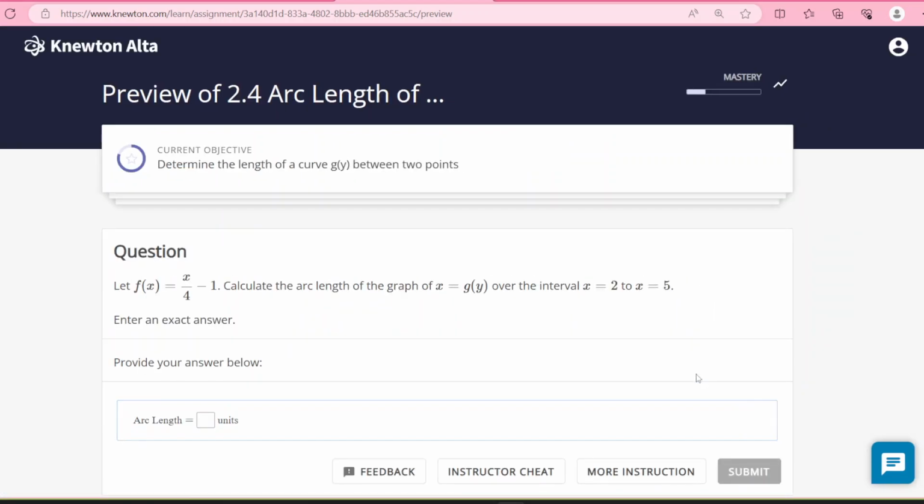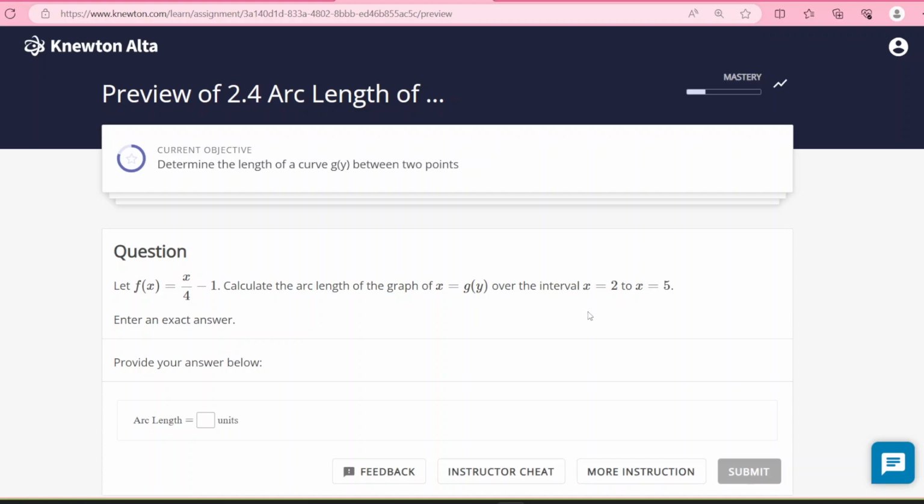Next. I mean, this is a linear function. They're kind of switching it up on you here. I have y in terms of x. They also give you an interval on the x-axis, so I could just integrate this with respect to x. I don't understand why they ask us to calculate the arc length of the graph of x equals g of y. So like solve for x, get x in terms of y, and then integrate with respect to y.